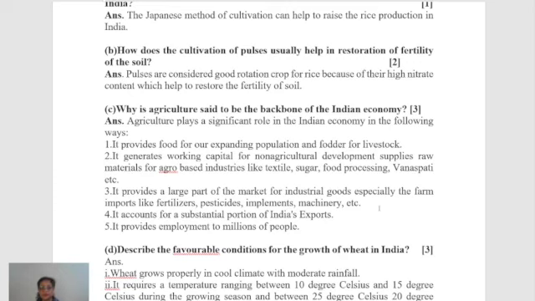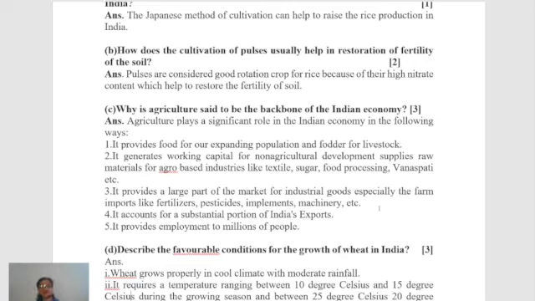So the pulses have always got nodules in their roots, and these help in giving back the nitrogen to the soil, right? So this is how we can say that it helps in restoration of fertility of the soil in a natural way. On one side we are growing a crop, on the other side it is giving back fertility to the soil. So this is why it is considered a very important crop for crop rotation.